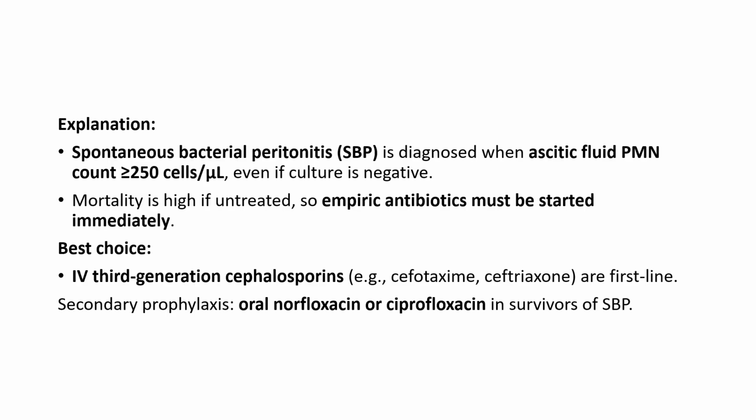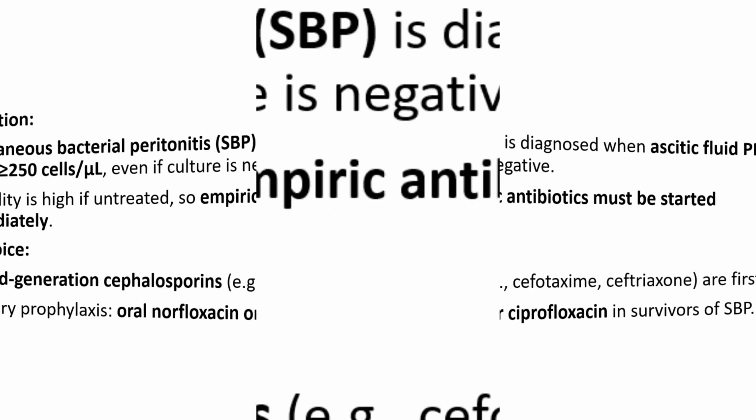First line to treat spontaneous bacterial peritonitis is IV third generation cephalosporin like cefotaxime, ceftriaxone. Diuretics don't treat infection. Paracentesis is diagnostic, not therapeutic in this case. Oral norfloxacin or ciprofloxacin can be used as secondary prophylaxis for survivors of spontaneous bacterial peritonitis.